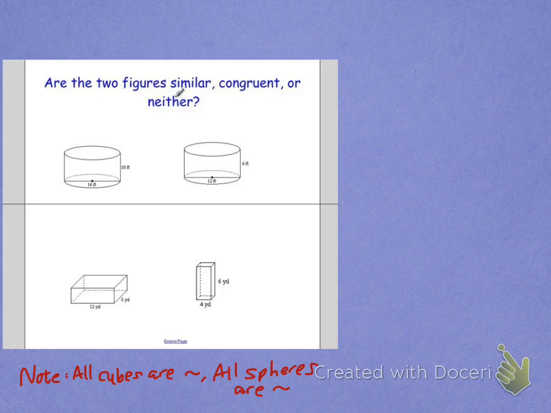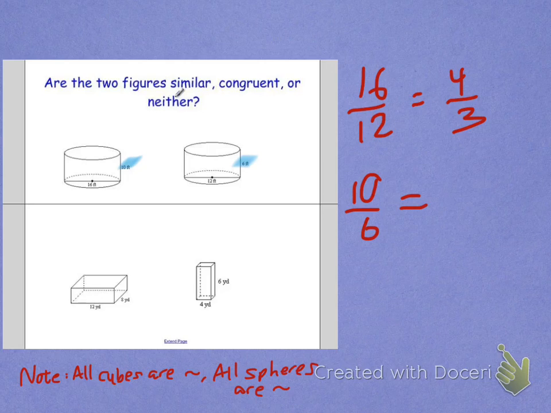So I can ask you whether these pictures show similar solids. The first one, we have a diameter of 16 compared to the diameter here of 12. So I'm going to put 16 over 12, and that simplifies to 4/3. Now we check the other side lengths, 10 over 6, the height of this prism. Those are corresponding sides. Is that the same as 4 over 3? Well, 10 over 6 simplifies to 5 over 3. Therefore, those are not equal, which means they are not similar.